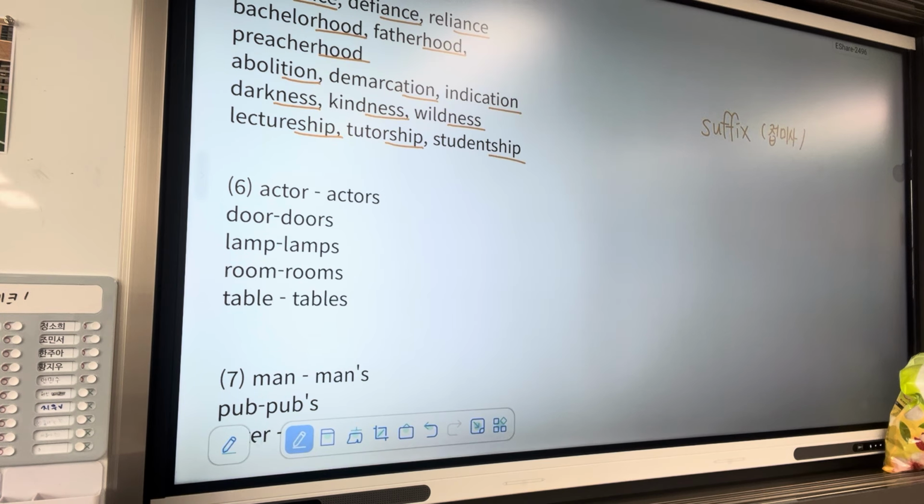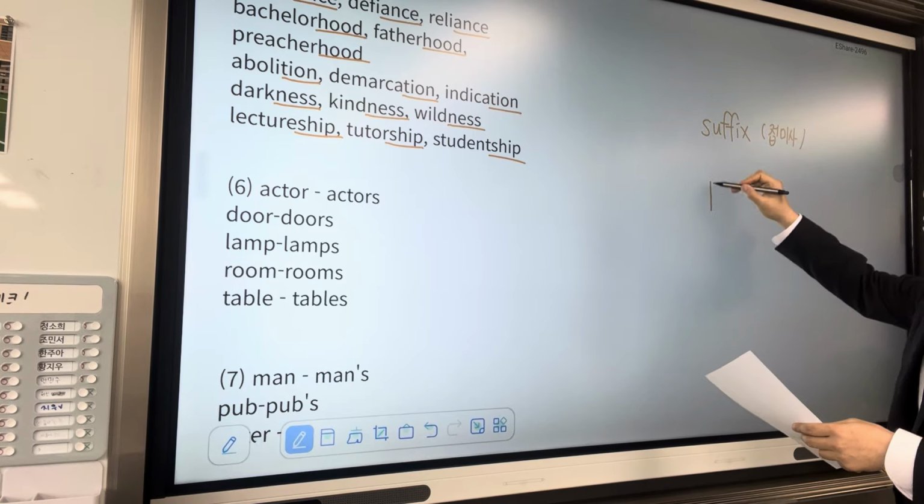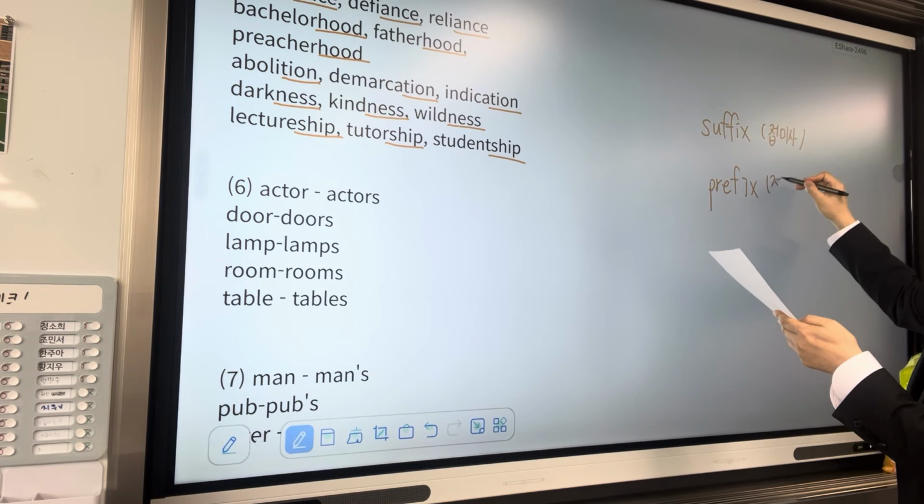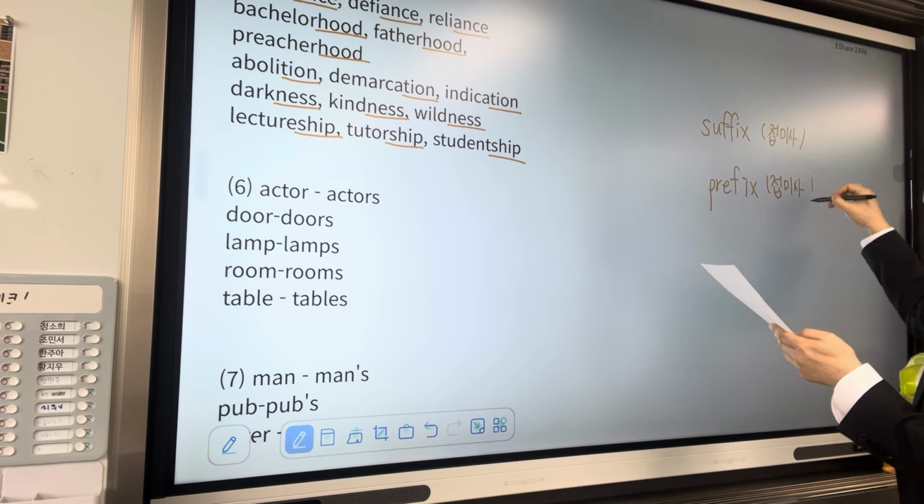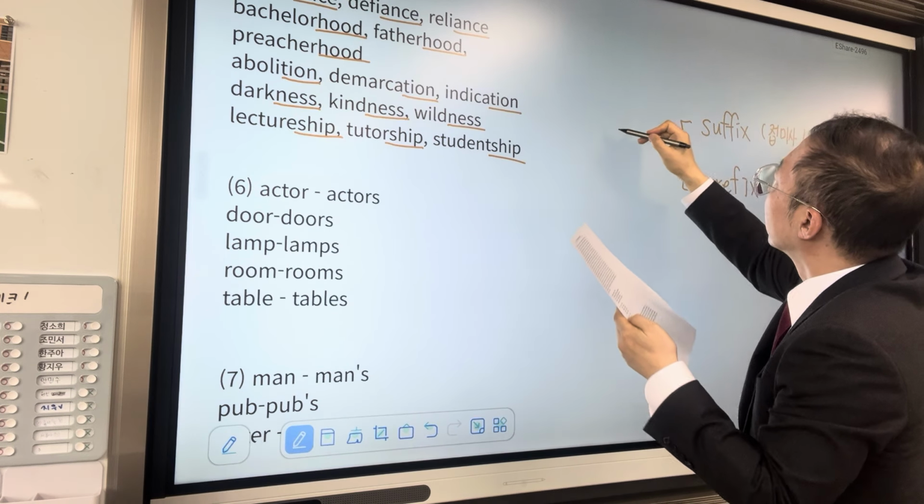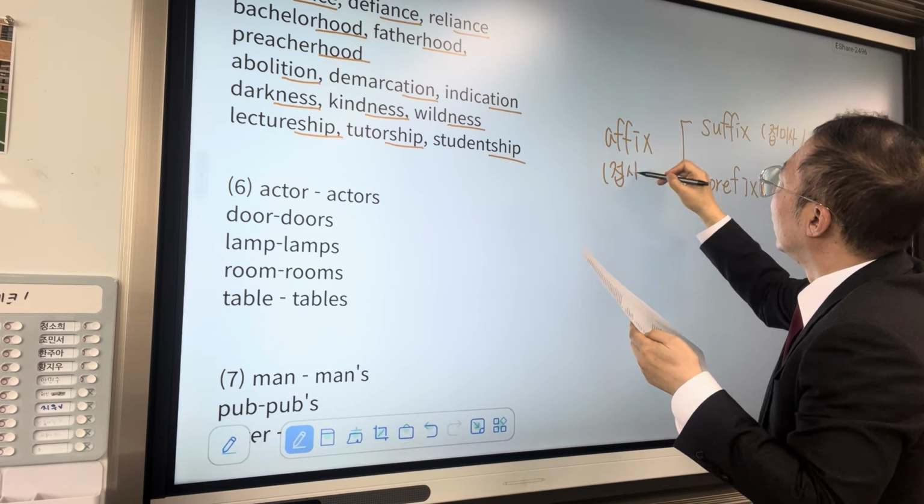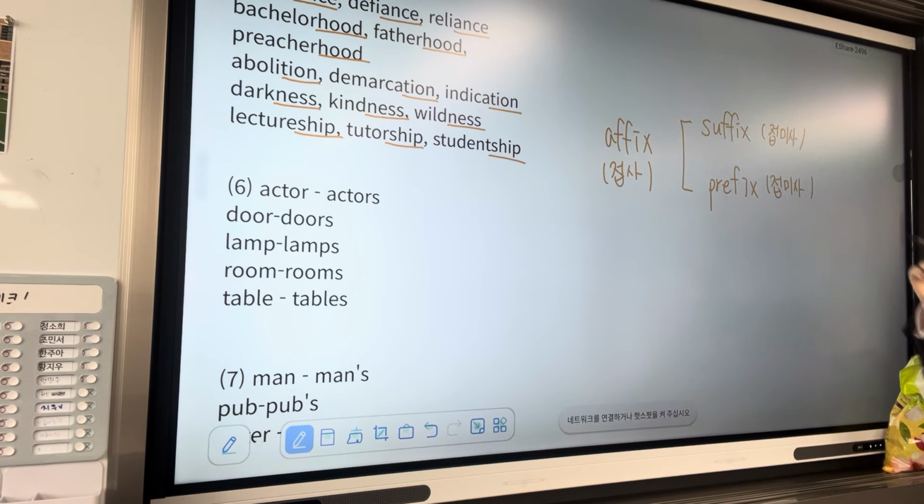Suffixes and their positional counterparts, prefixes, belong to the class of affixes. So in morphology, we have affix. Affix includes suffix and prefix. Okay? And next person, please.